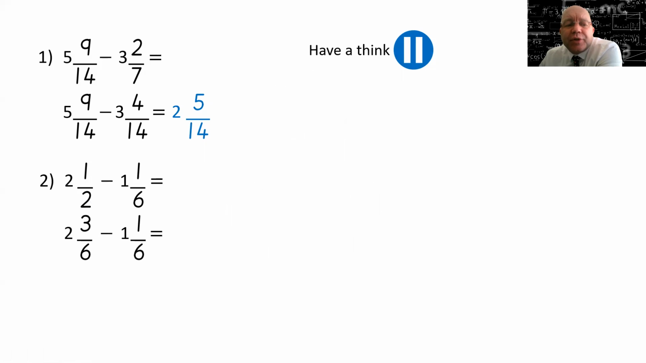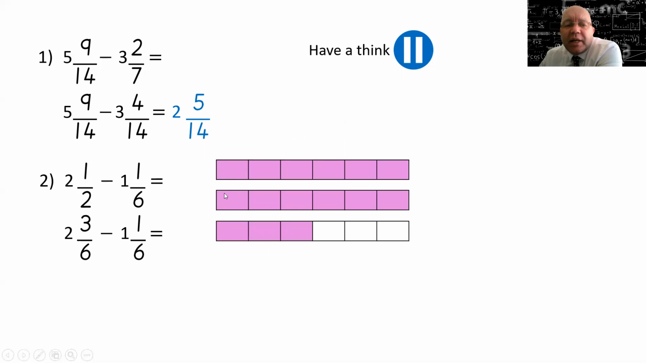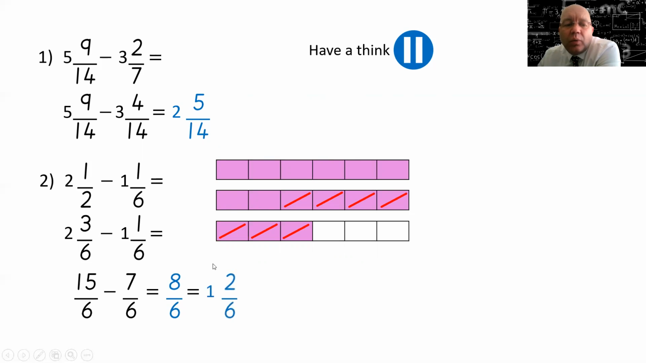Common denominator, 2 and 3/6, take away 1 and 1/6. This time let's look at it as a bar model, and there's our 2 and 3/6. 2 and 3/6 is the same as 15 over 6. Take away 7 over 6, take away the 7, we're left with 8/6, or 1 and 2/6, or 1 and 1/3. Okay.